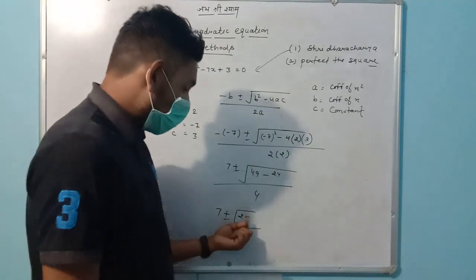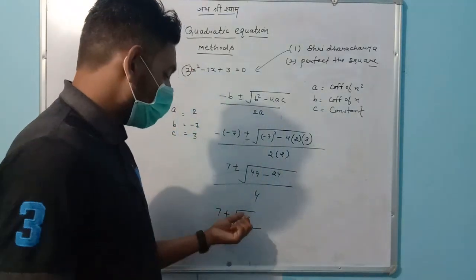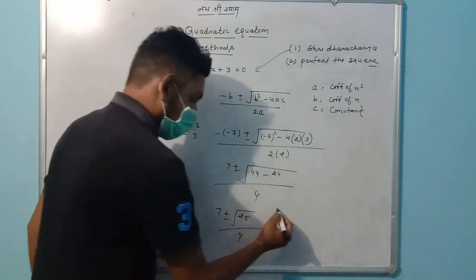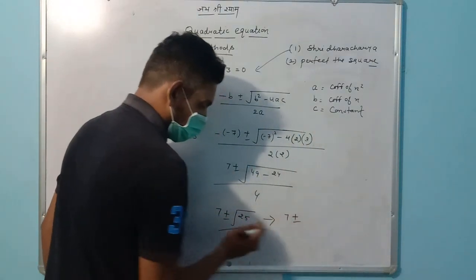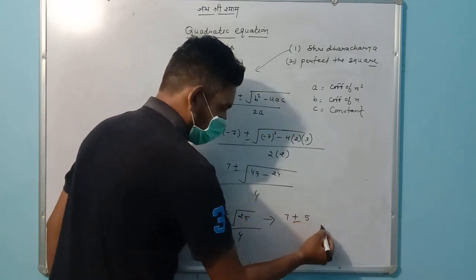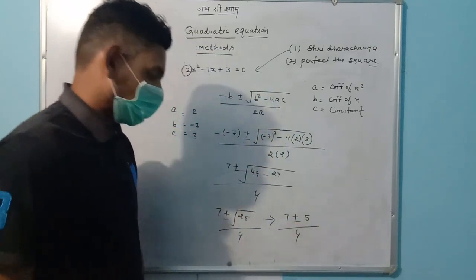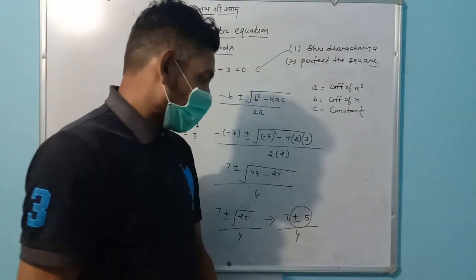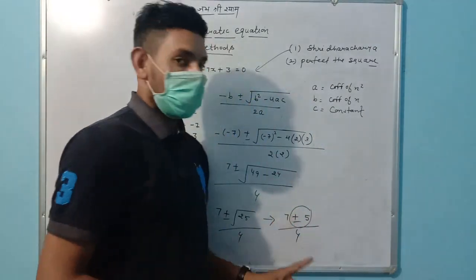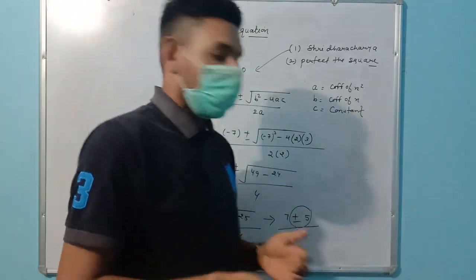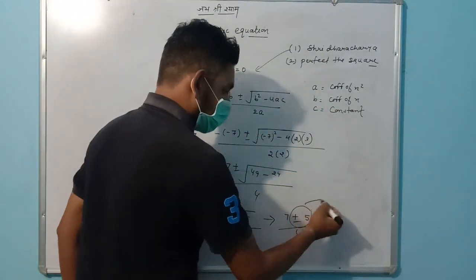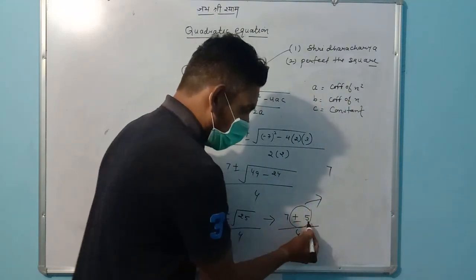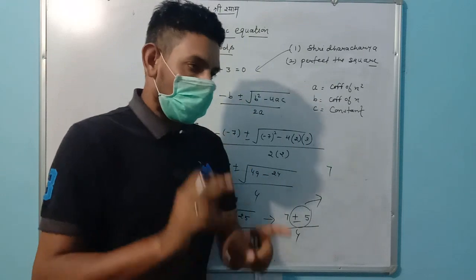Okay students, and we remove the square root from here. You know that 25 is the square of 5, so 7 plus minus 5 upon 4. Then you look here that 5 has a double sign, plus and minus. Then we distribute the 5. 7 stays permanent. We take 5 one time in plus and a second time in minus.